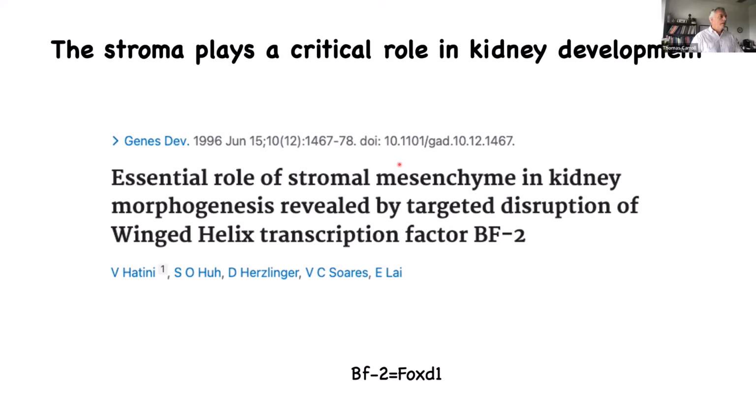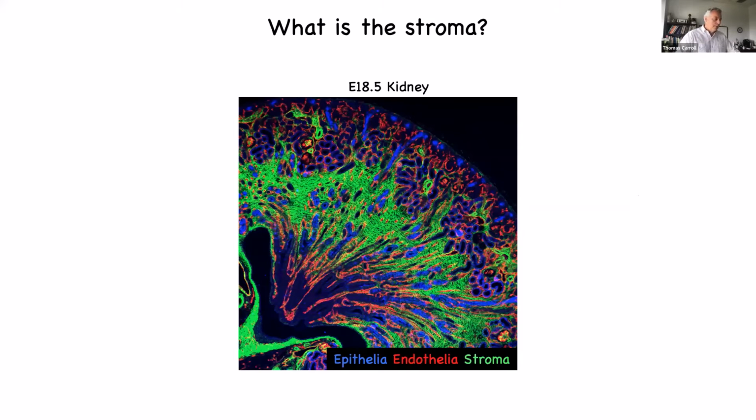So this was the first paper that suggested that the stroma had a role in normal kidney development. Although since this paper came out, there's been a lot of controversy about what FOXD1 or BF2 was actually doing, with some groups saying that the stroma really didn't have a normal role in kidney development. In fact, when you knocked out FOXD1, you were changing the molecular nature of the stroma, so you get a neomorphic phenotype within the stroma, and that was secondarily having these effects on kidney development. And I'm going to address that in a moment.